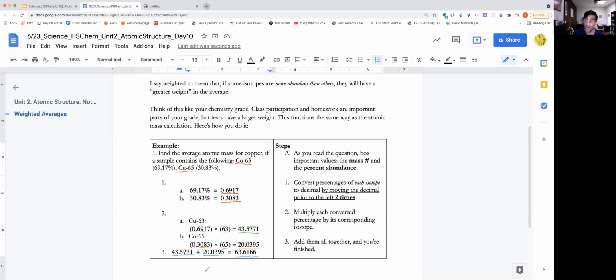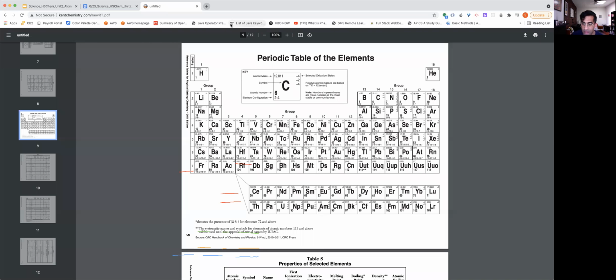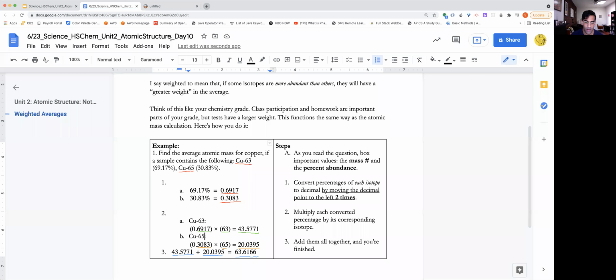Now, the one thing that you might have to do in a Regents problem is you might have to round this off. So if we look back at the periodic table, we can see that we usually take, well, it's not uniform, but most of the time we have our atomic masses to either 2 or 3 decimal places. So if I rounded this to 2 decimal places, I would have 63.62.